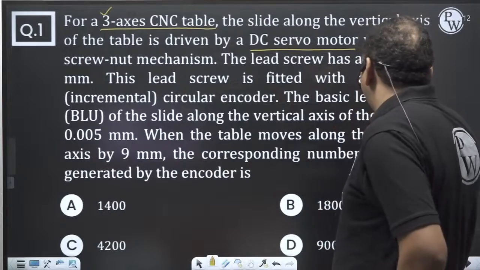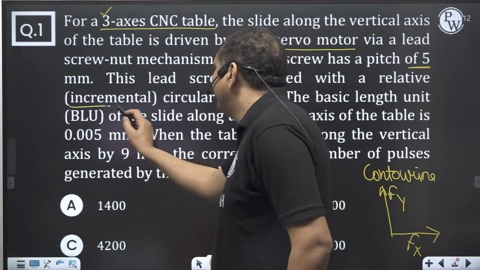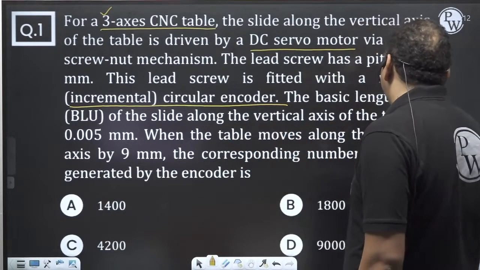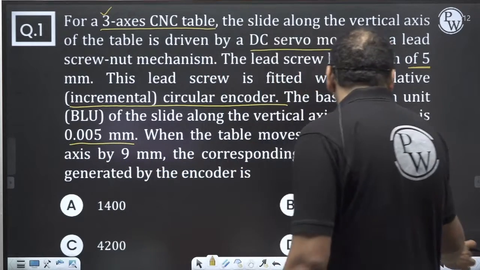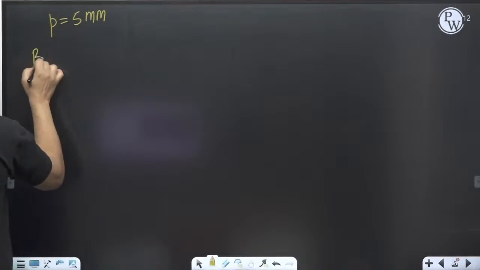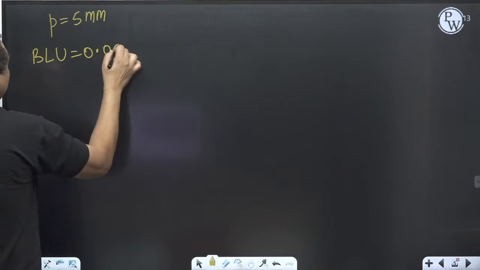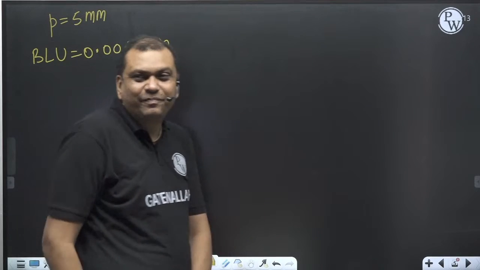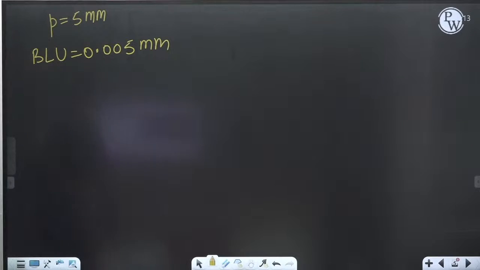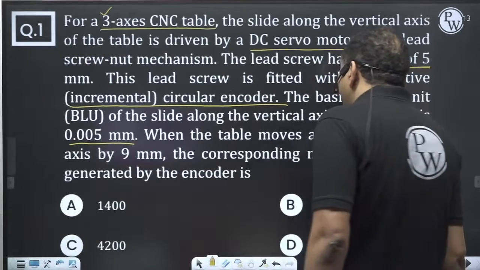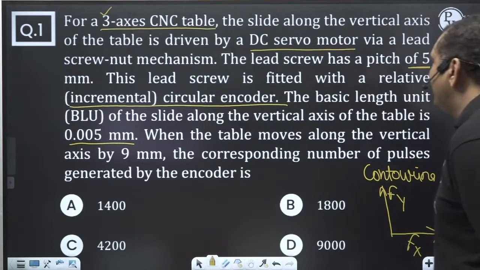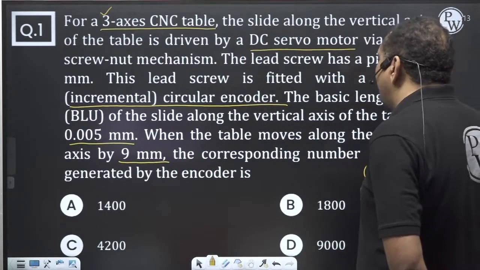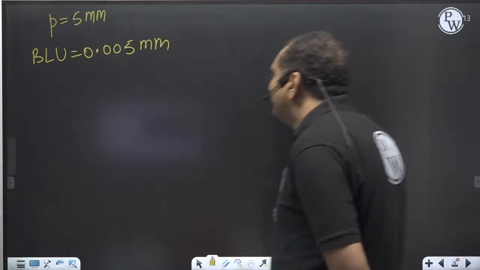The lead screw is fitted with a relatively incremental circular encoder. The basic length unit of the slide along the vertical axis of the table is 0.005 mm. So the basic length unit is 0.005 mm. BLU means the minimum increment that can be given to the table. When the table moves along the vertical axis by 9 mm, the corresponding number of pulses generated by the encoder is asked.